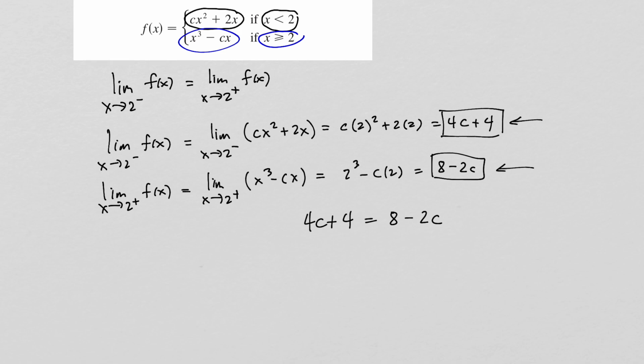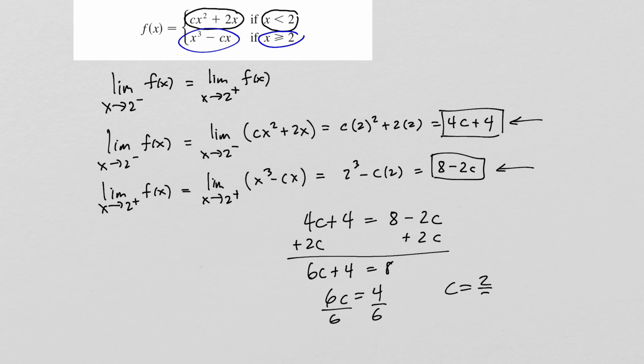And now we just solve for c. So I'm going to add 2c to both sides. I'm going to subtract 4 from both sides, and then divide by 6, and we get c must be equal to 2/3. So in order for this to be a continuous function, c would have to be 2/3.